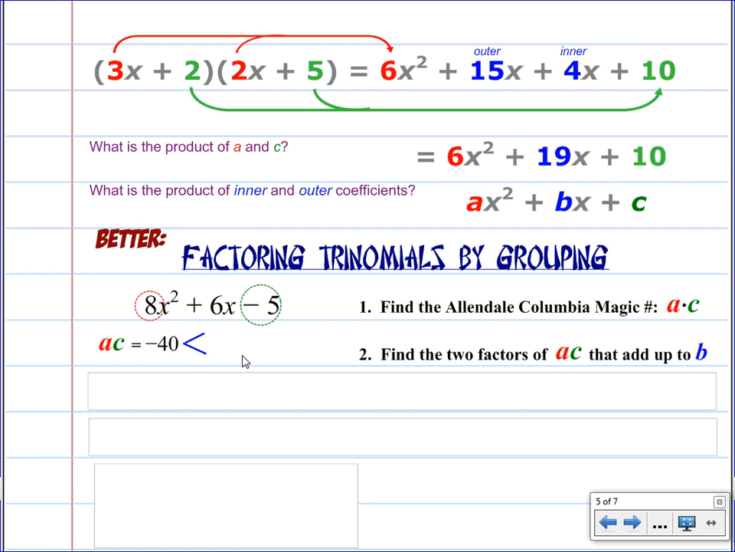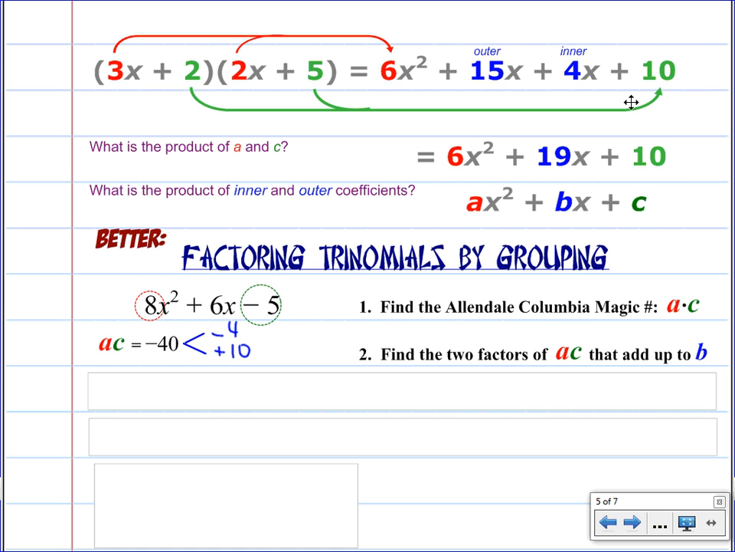Okay, so let's see. Well, 40 and 1, that's no good. 2 and 20 is no good. 4 and 10, well, 4 and 10 can give me 6, right? If one of them's negative. Which one's got to be negative? 10 or the 4? It's the 4, right? So we're going to say negative 4 and positive 10. Those two things multiply to give me negative 40, and they add up to positive 6, which is my middle term.